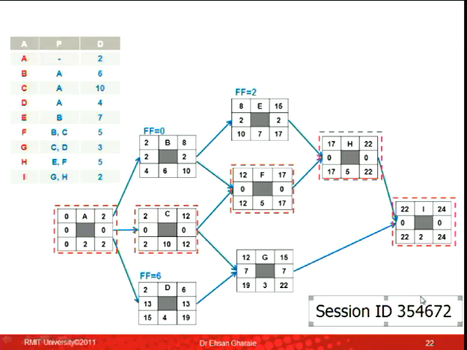What about activity G? How many days? 7 days. So G finishes on 15, I starts on day 22. It means I've got 7 days of flexibility.